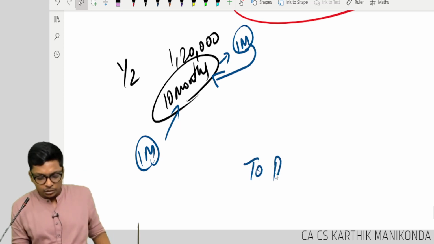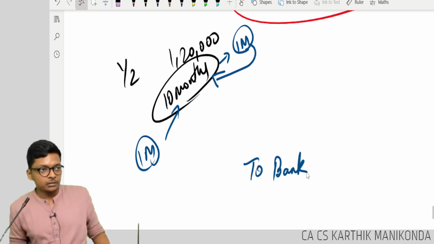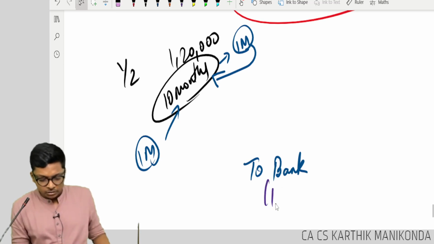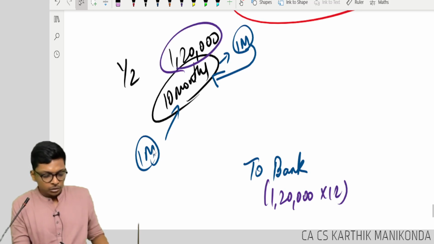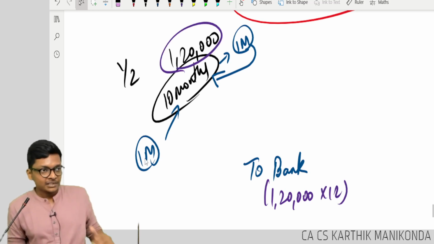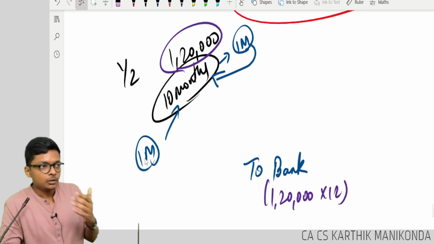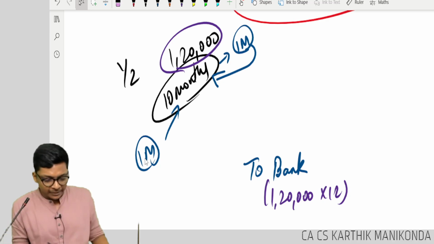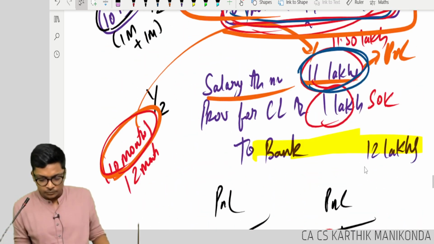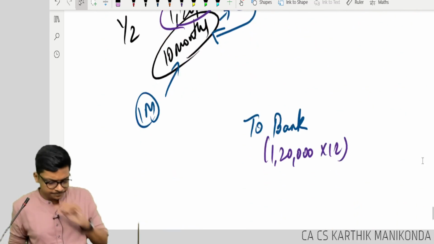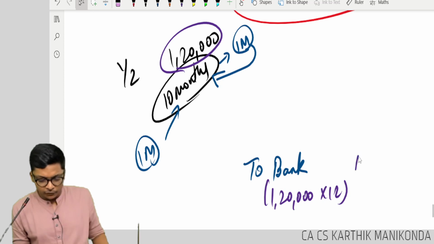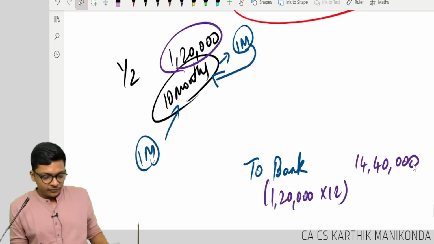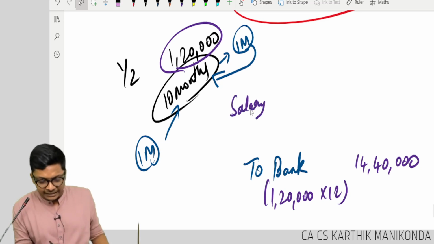First, let me write the bank. Bank is how much? 1,20,000 into 12. He is going to be paid for the full 12 months. Same as this. Okay. How much? 14,40,000. Okay.